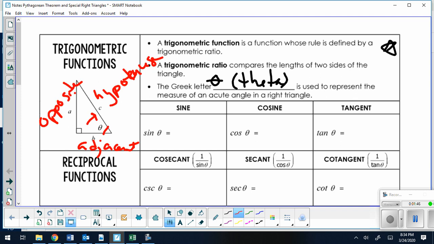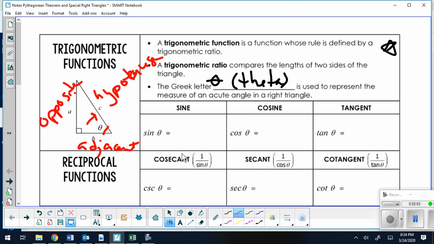Now notice this is all in reference to this angle here. If I were talking about this angle, these two would be flip-flopped. The adjacent would be touching, and then the opposite would be across from. So it's very important that we understand those.